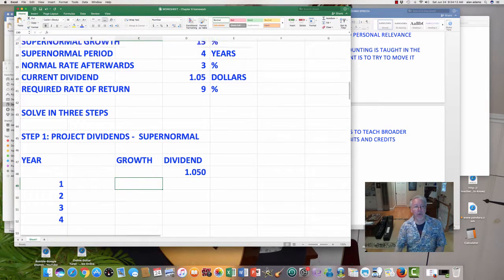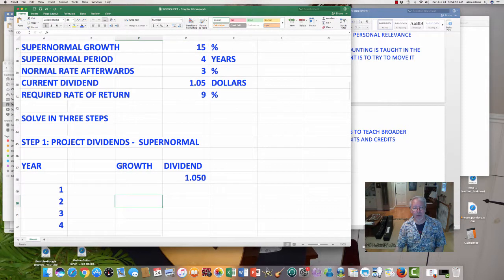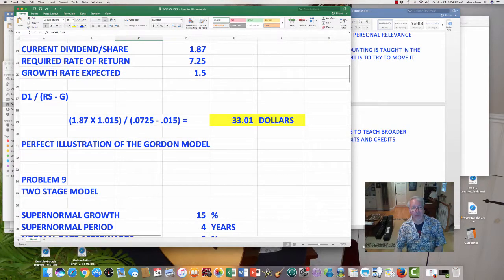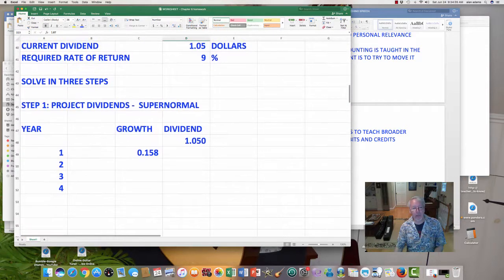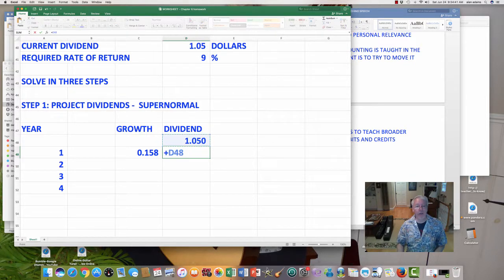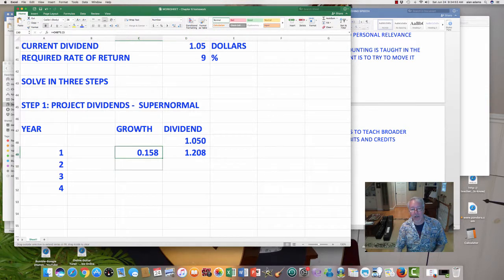And the growth, what is the growth? During the supernormal period, it's going to be 15% per year. So I'm going to take $1.05 times 15. Now you'll remember in the illustration I did a moment ago, okay, I kept it to 2 decimal places, $1.87. Okay, here I'm going to use 3 only because we're projecting numbers and then discounting them. So I'm going to take my $1.05 I just paid. I'm going to add the growth I expect, and that means 1 year from now I should be paying a dividend of $1.20.8. I'm going to do that again and again for the next 4 years.